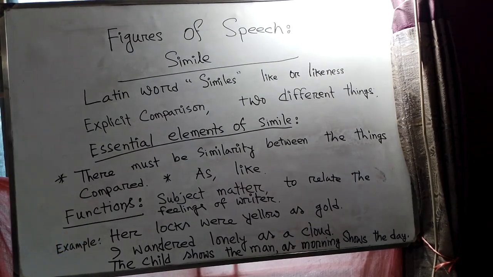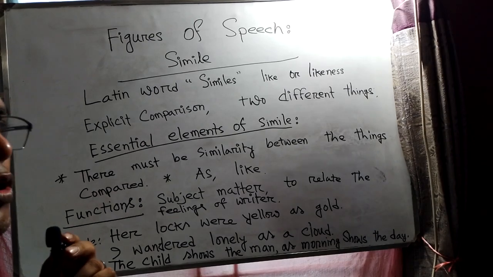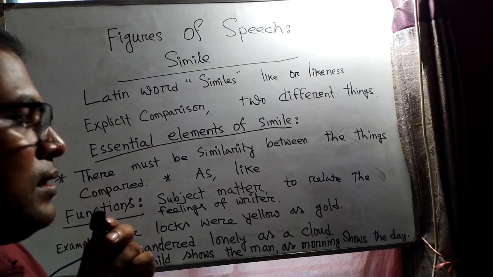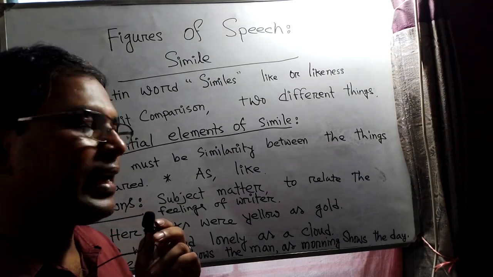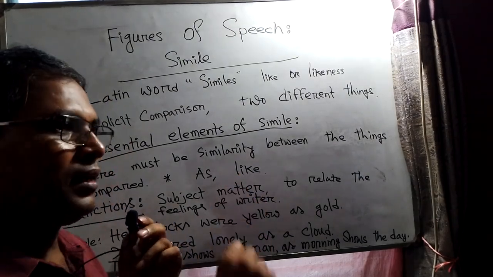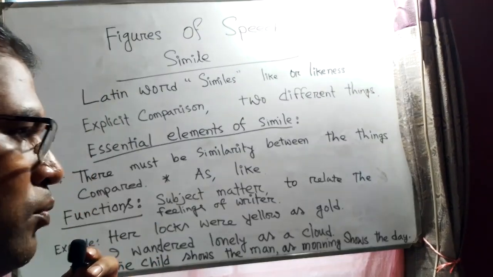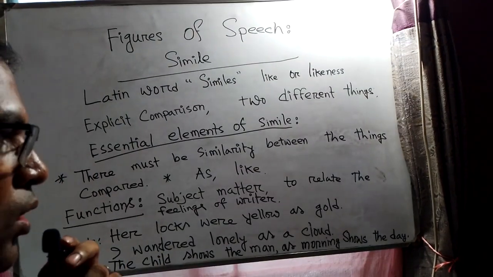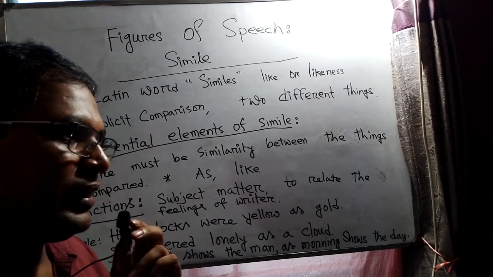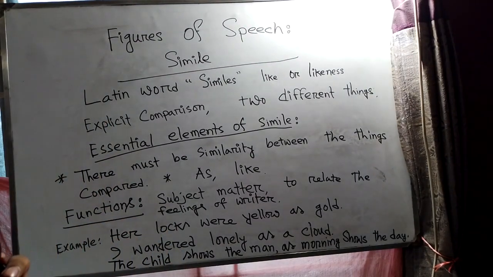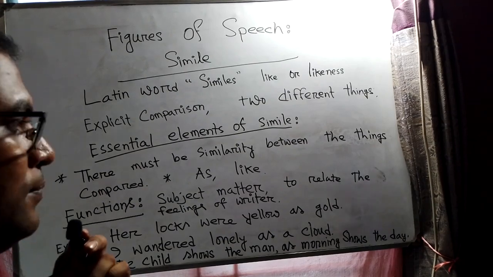So what are the essential elements of simile? There are two main parts of simile. We know the keywords as and like. When we see these two words in a sentence, we can understand that it is an example of simile. So there must be similarity between the things compared.